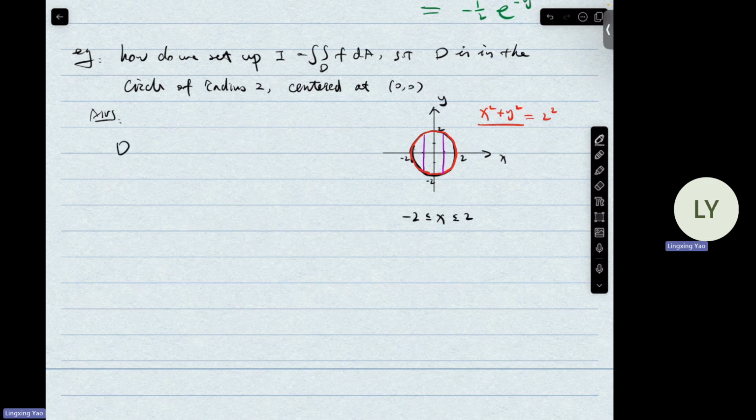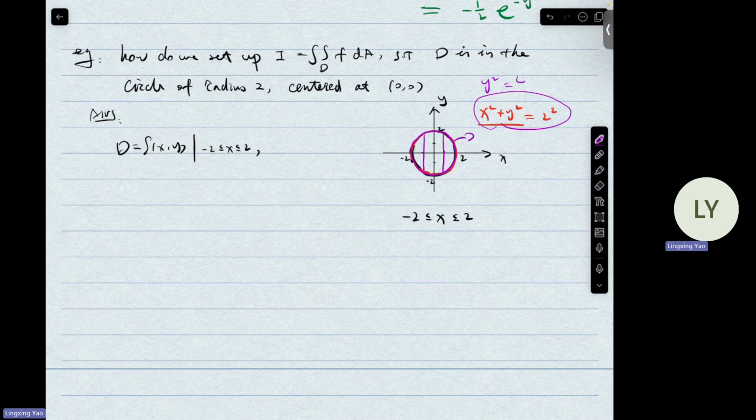So the domain D, if we treat this as a type 1 region, it's quite obvious x is between -2 and +2. But then for the y, things are a little bit tricky. And it seems we have to distinguish the lower half and the upper half. So we need to solve y in terms of x from these equations. How do we do that?